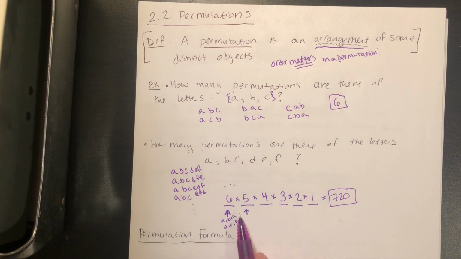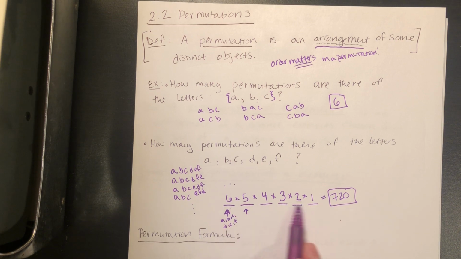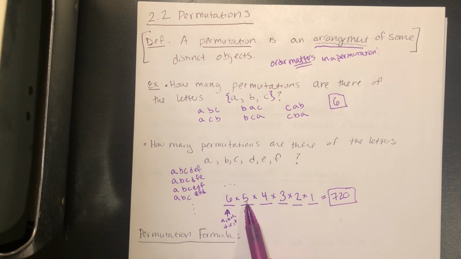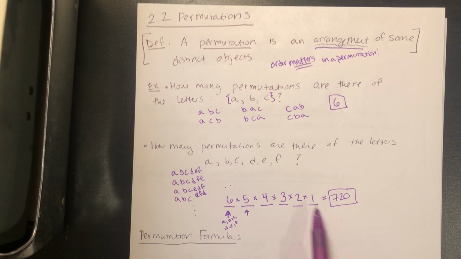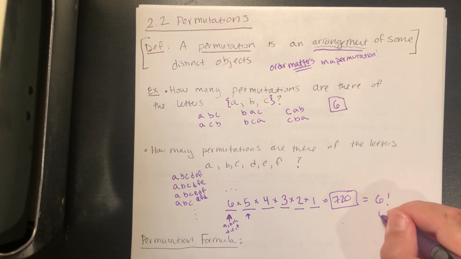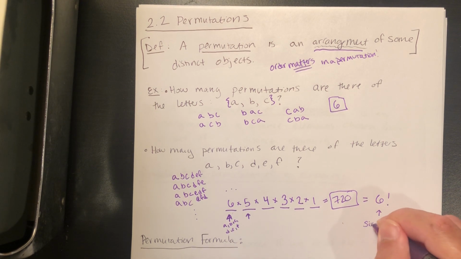You might recognize this expression from different math classes or any kind of probability class. When you have a natural number and you multiply it by each of the natural numbers less than that, we call it a factorial. We would read this as 6 factorial.